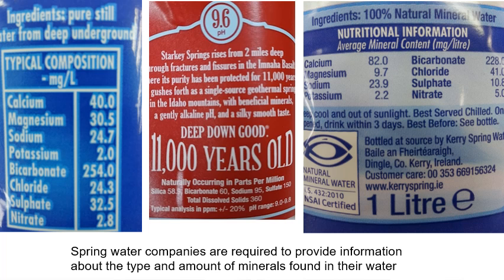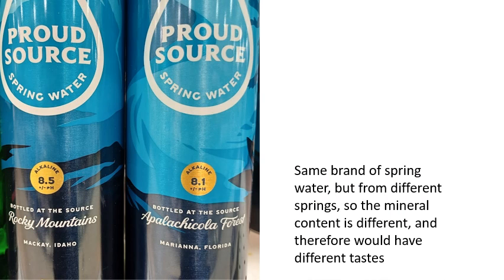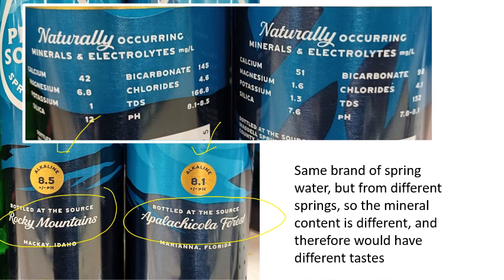what minerals are in spring water. Here's the same brand, Proud Source, and I noticed that these are both in my local Publix, but they got one that's bottled in Florida and one that's bottled in Idaho. And you'll notice it has a different pH because the different ground is going to give you different minerals. And they actually have a different mineral content. Calcium in this one is 42, calcium in that one is 51.